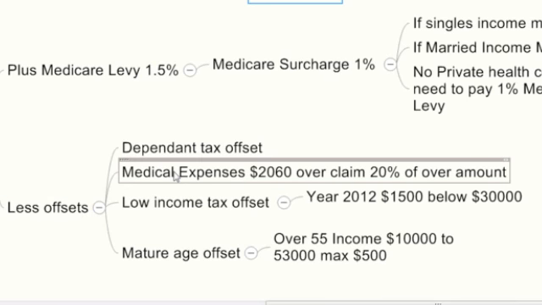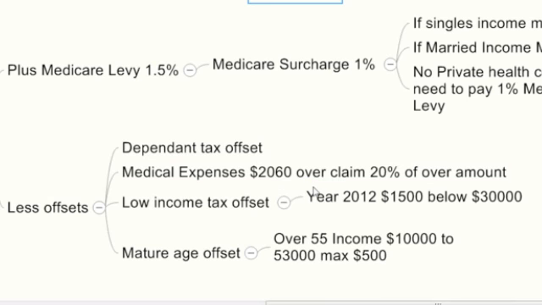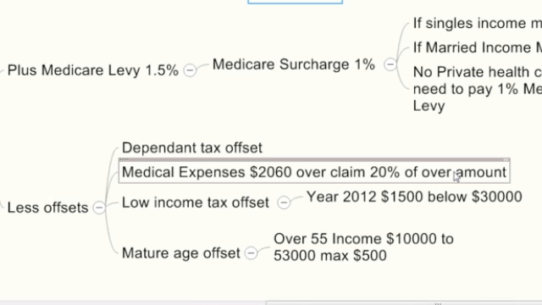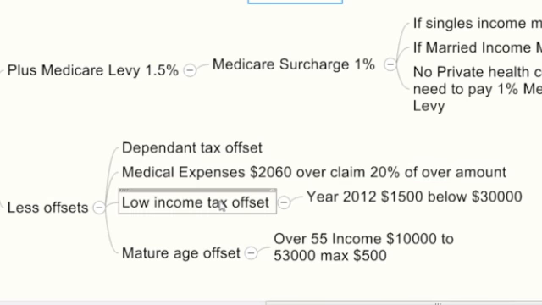They reduce the tax that you pay. And in here, if you incur medical expenses of more than 2,060 this year, then anything over that you can get 20% of as a rebate. That means that it will reduce your tax payable, so you don't have to pay that much. Or if you have low income or mature age or dependent tax offset, I'm not going to go into details in there.